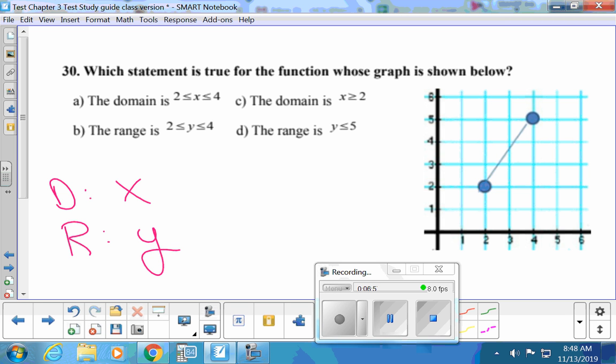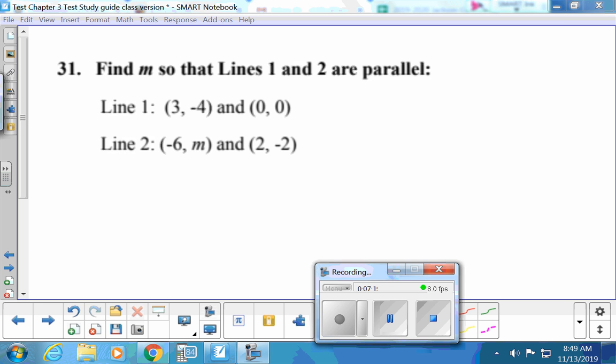I'm not sure yet. The domain is looking like it's going from 2 to 4. That's choice A. The range looks like it's going from 2 to 5. Do they have anything saying that? No. So it's just A. I was thinking maybe it was one of those where there's more than one answer.